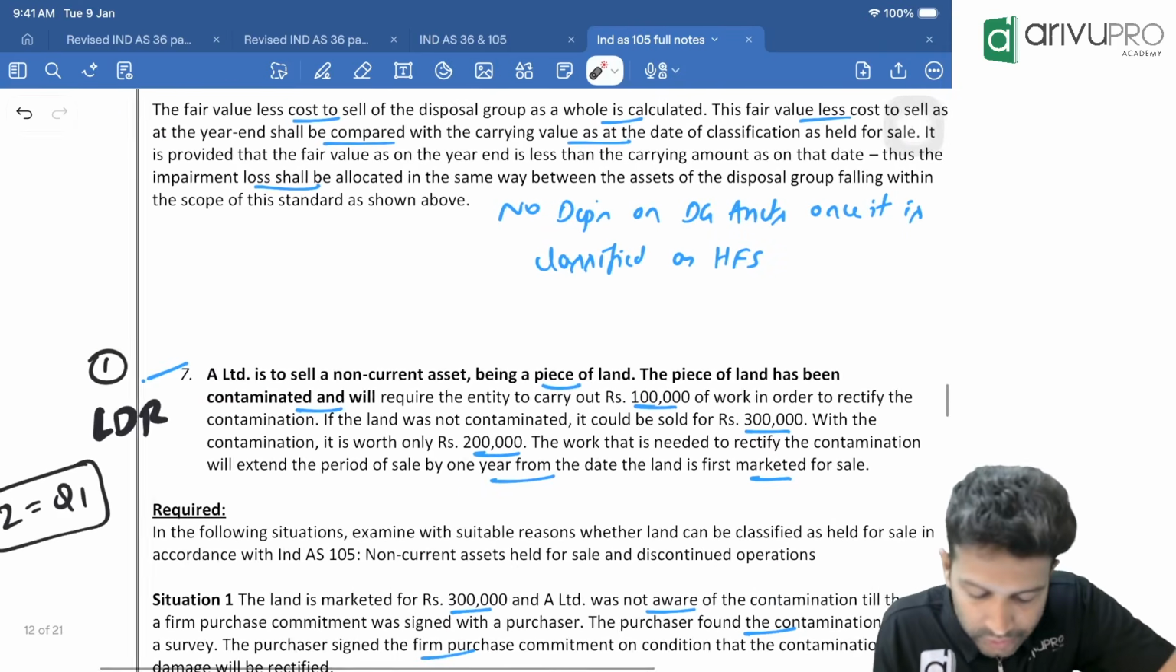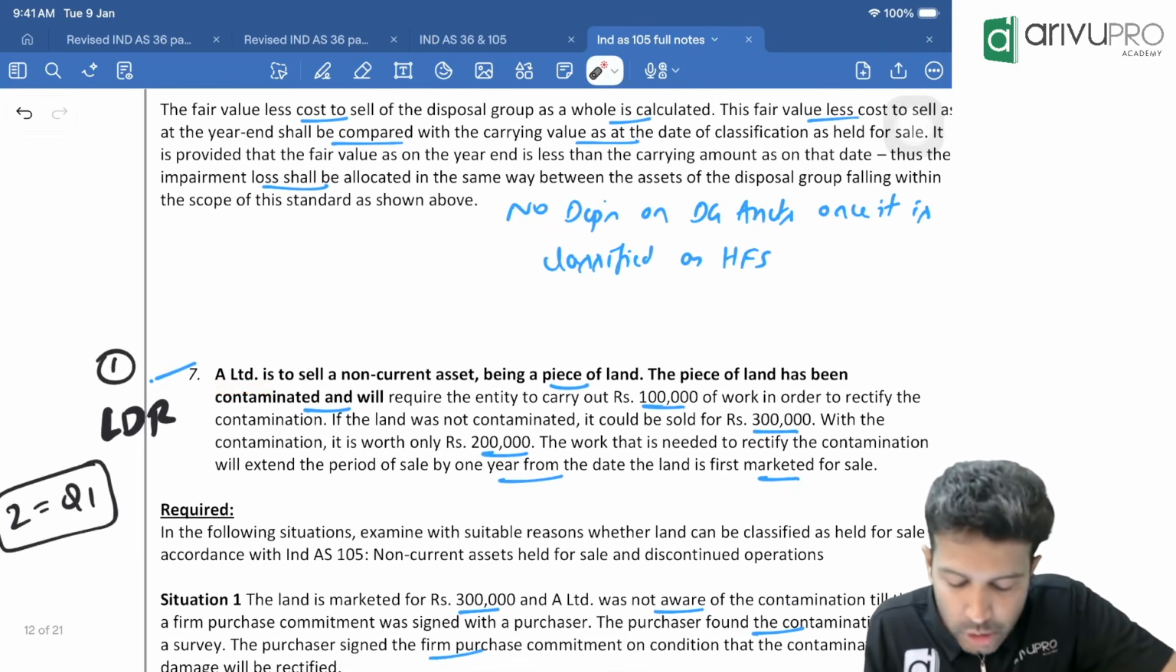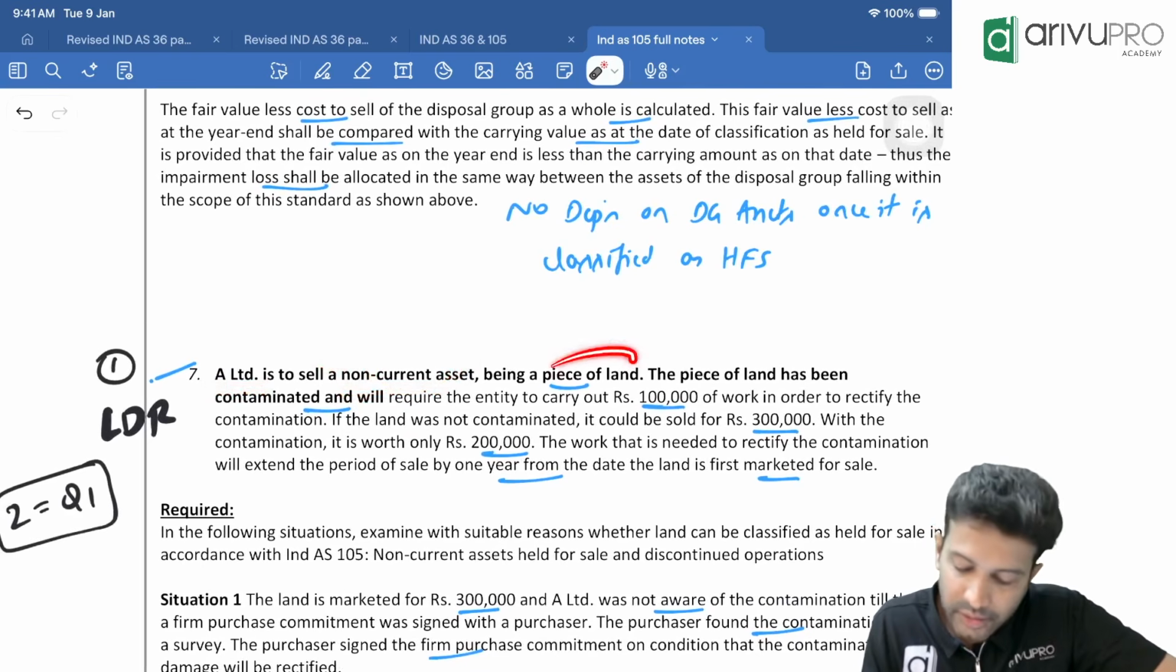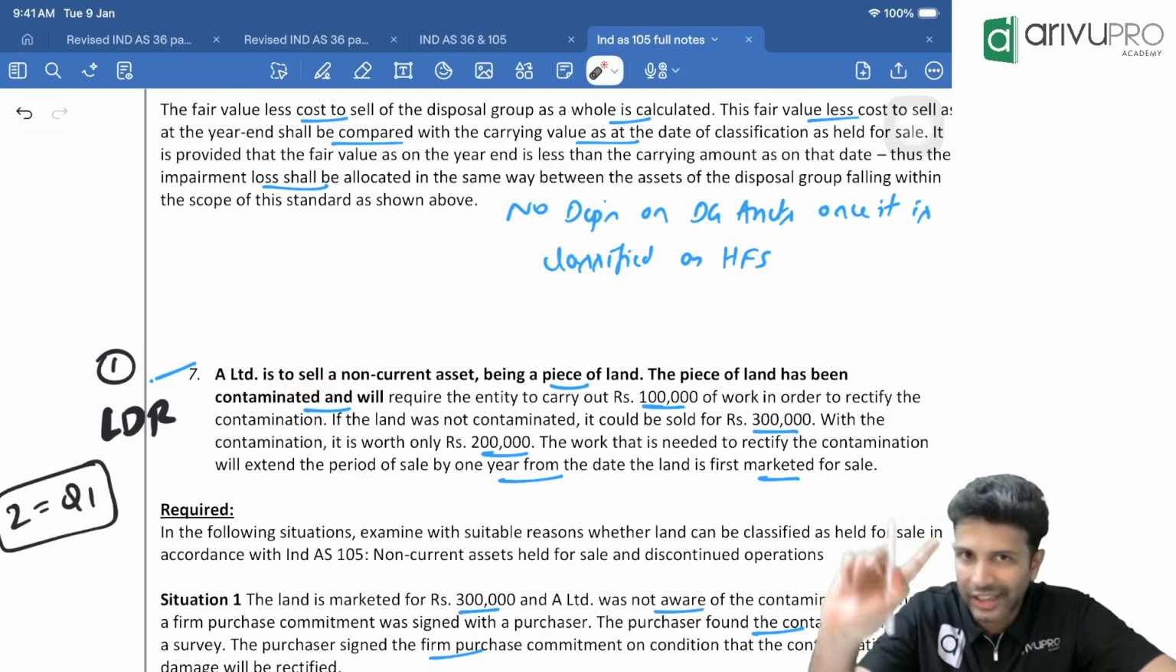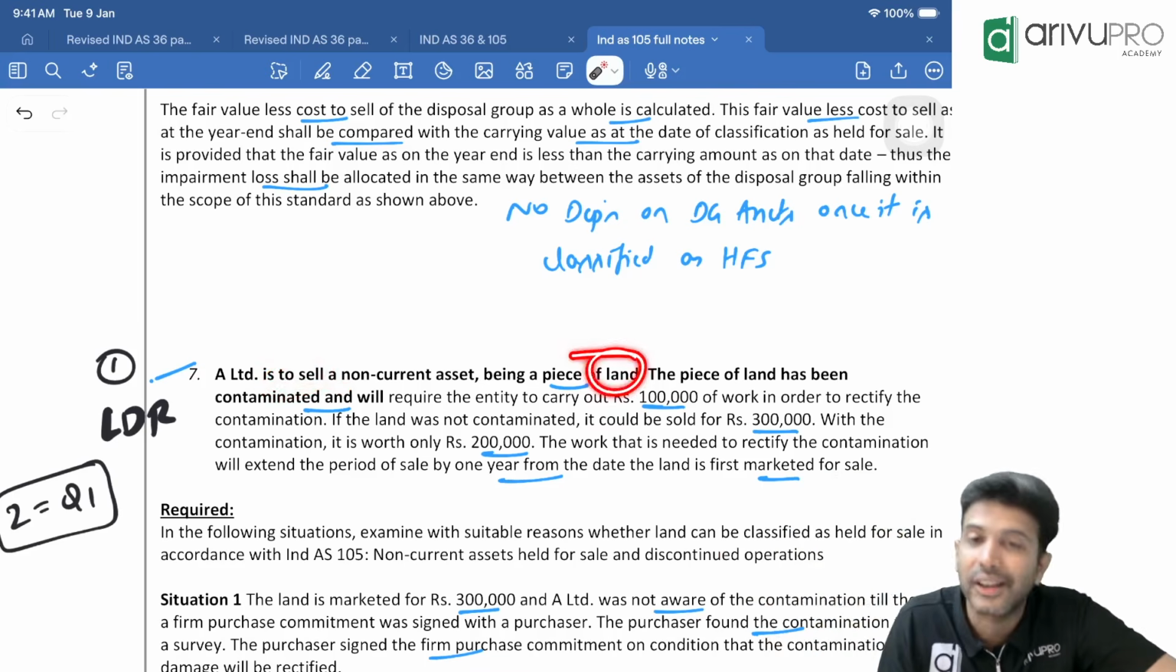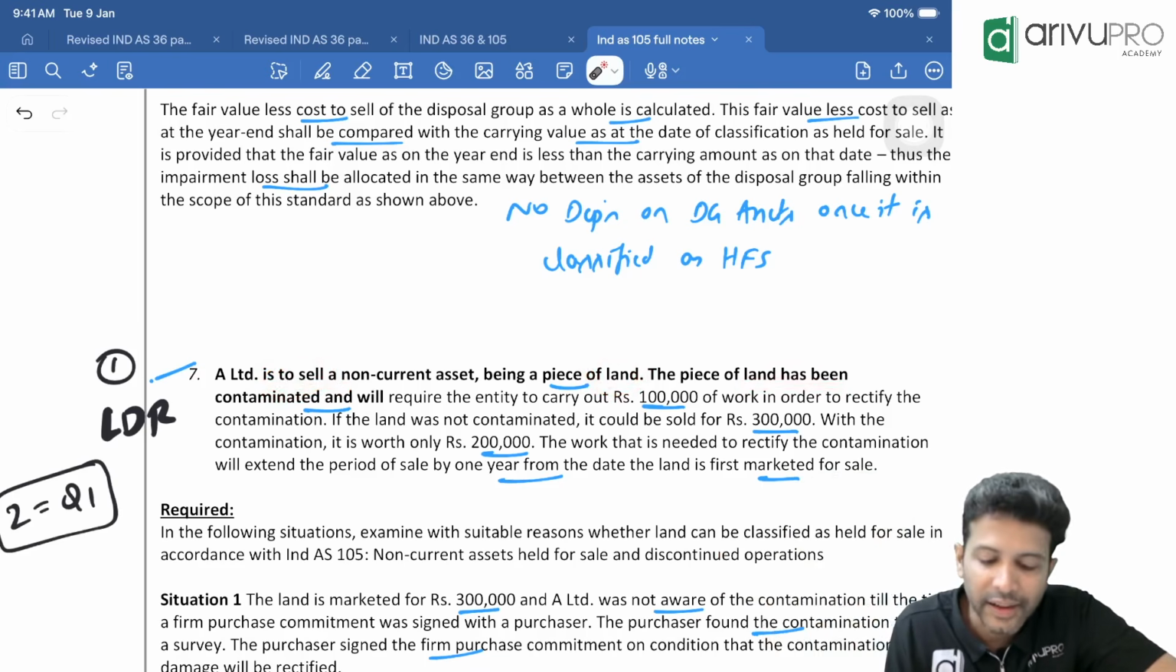Okay. Now look at this. A Limited is one company. They want to sell a non-current asset. That is land. Okay. Is to sell. Is to sell means not yet sold. They have an intention to sell this land. Okay. The piece of land has been contaminated.